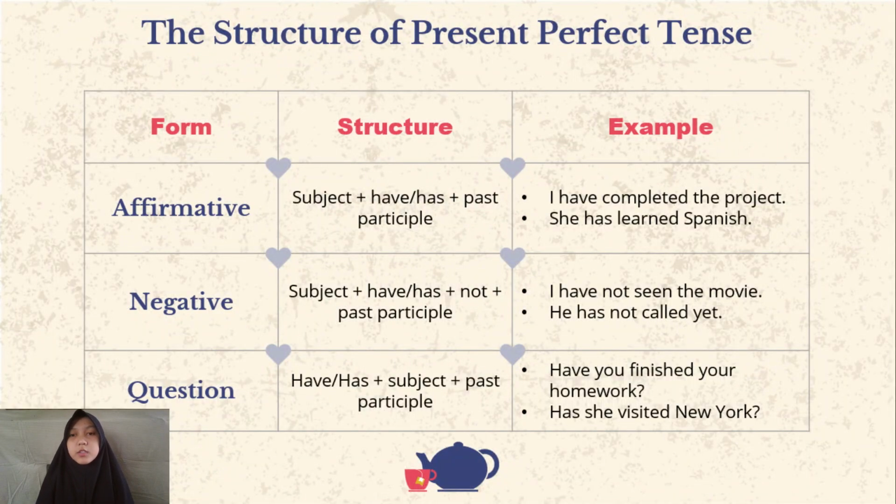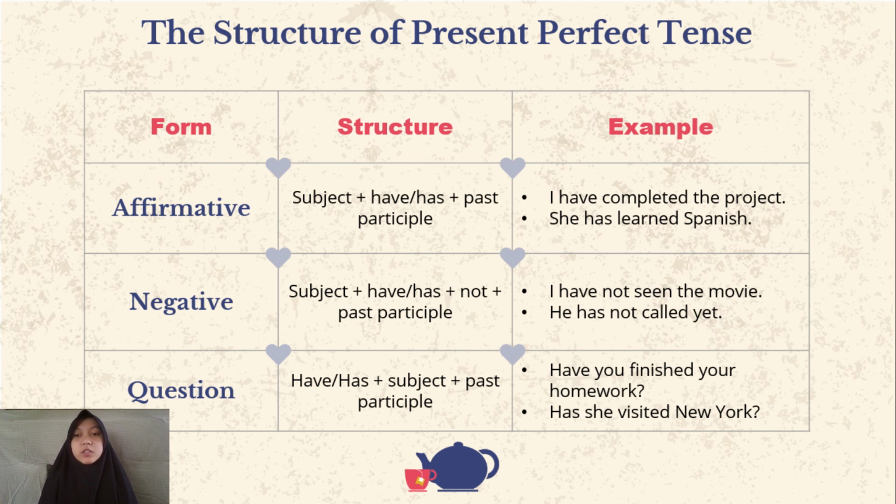And here we have the structure of present perfect tense. We have 3 forms of sentences that are affirmative, negative, and question. For the affirmative one, the structure is subject plus have or has plus past participle. For example, I have completed the project, or she has learned Spanish. We use have for I, you, we, they, and we use has for she, he, and it.